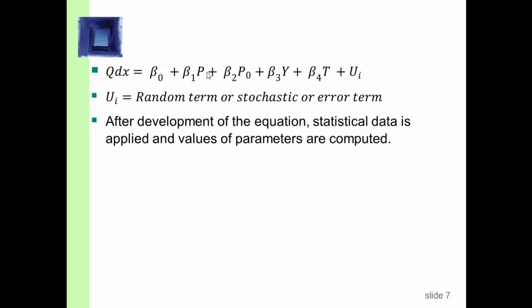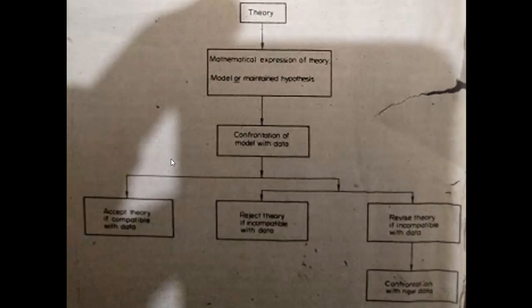As these variables are on the right hand side of this equation, they are known as independent variables or explanatory variables, while the variable on the left hand side, QDX, is the dependent variable. In order to cover all other factors, they are covered in a random term, ui. This ui is called random term, stochastic term or error term. After the development of this equation, the statistical data is applied over it and values of parameters are computed.